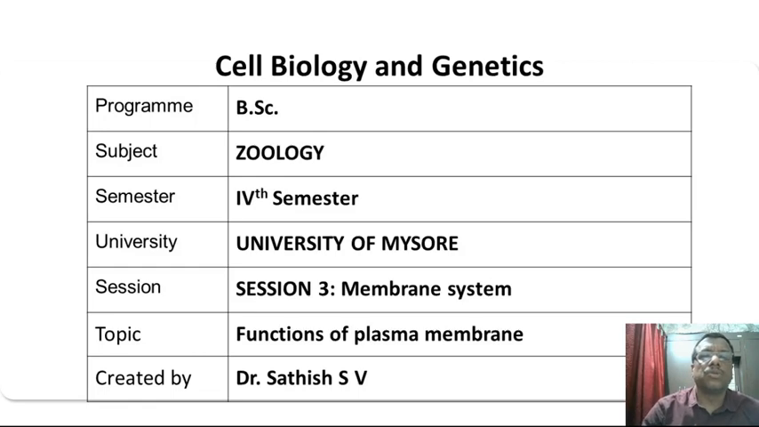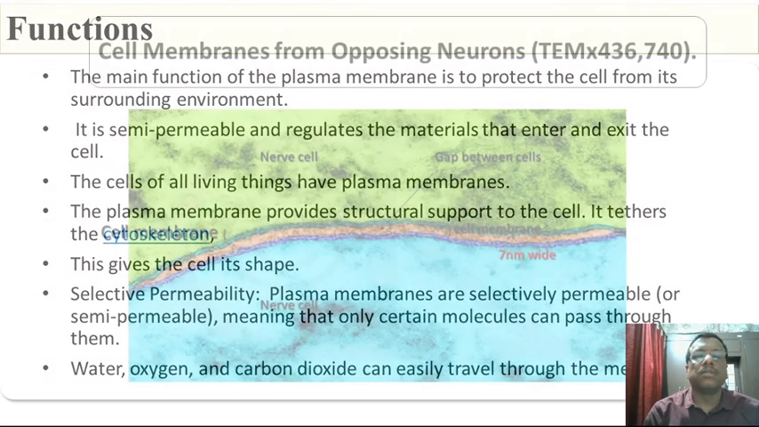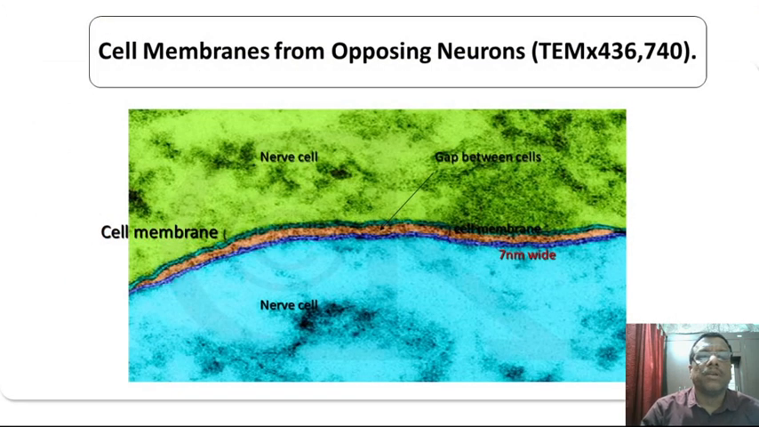Today let's discuss the functions of the plasma membrane, which is session three under the topic cell biology and genetics. In the last class we were discussing the fluid mosaic model of the plasma membrane. So this is the plasma membrane at the neuronal junction between two nerve cells. There is a gap. Here you can clearly observe the plasma membrane of the two nerve cells.